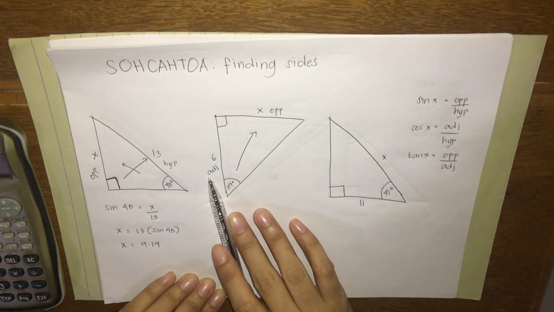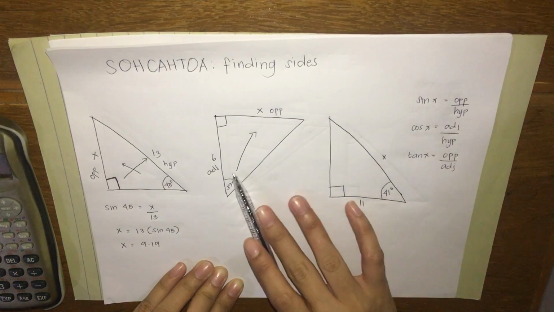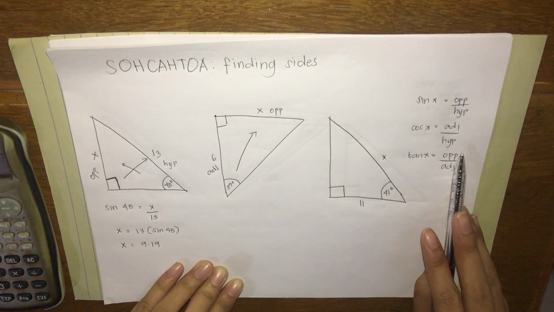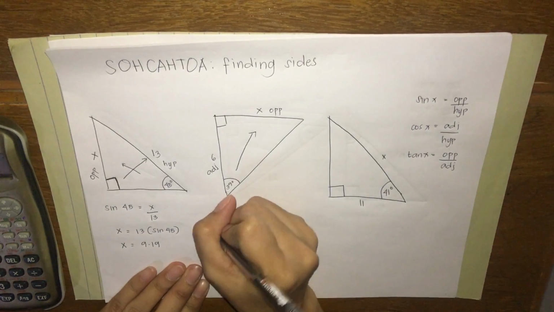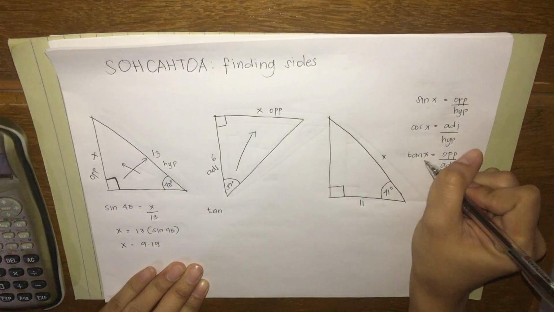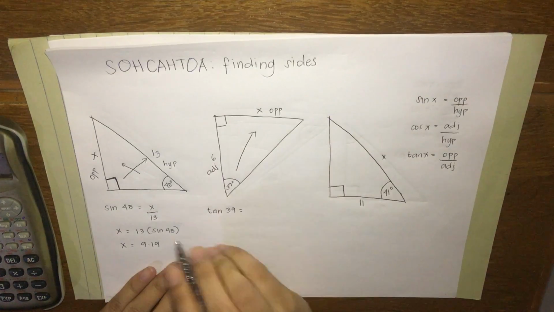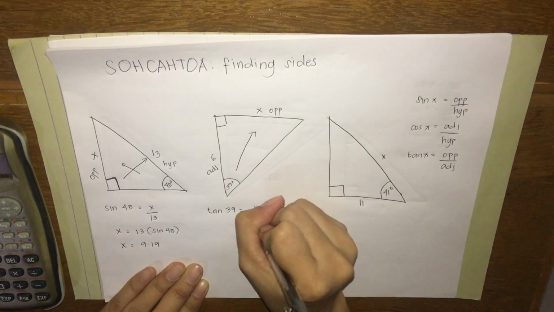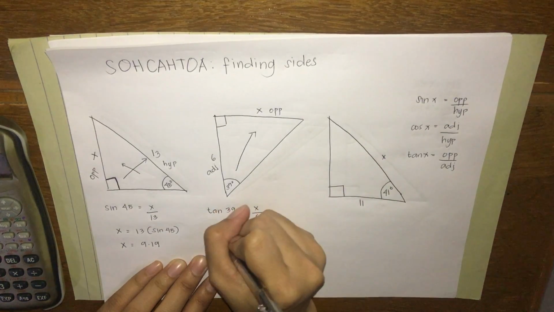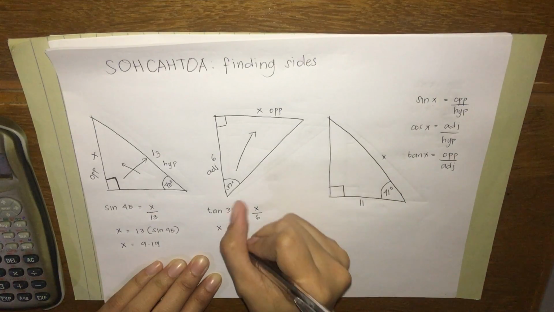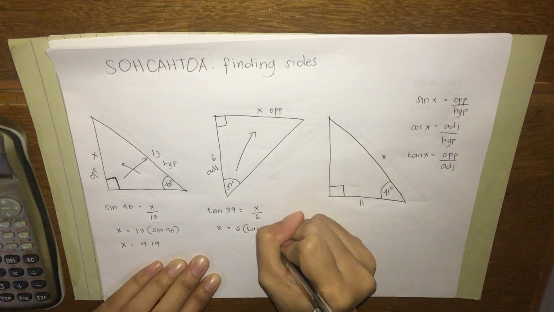After we identify, we find which equation we are going to use. We have the adjacent and the opposite, so we have the tangent equation. We write tangent of the angle, so tangent of 39 is equal to the opposite, which is x, over the adjacent, which is 6. Then we rearrange it to find the value of x. We have 6 multiplied by the tangent of 39.